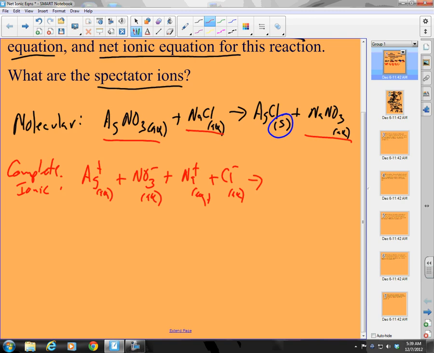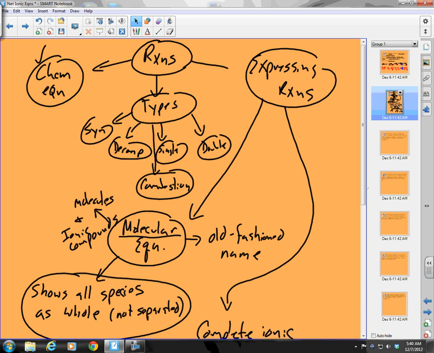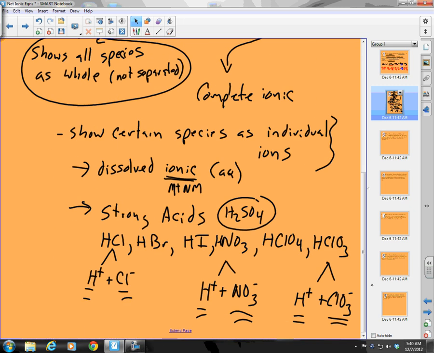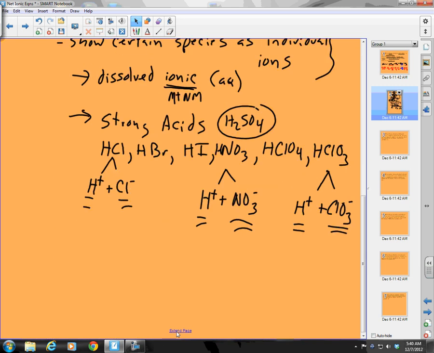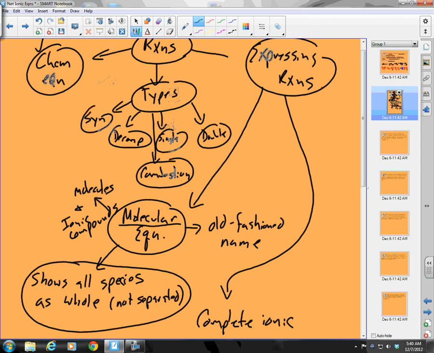Do I break up my silver chloride? No, I don't break up my silver chloride. It says AgCl solid, plus Na plus aqueous, plus NO3 minus aqueous. There we go. That is my complete ionic. Not bad. And let us finish off then with my net ionic. Okay, so net ionic, we need a line.